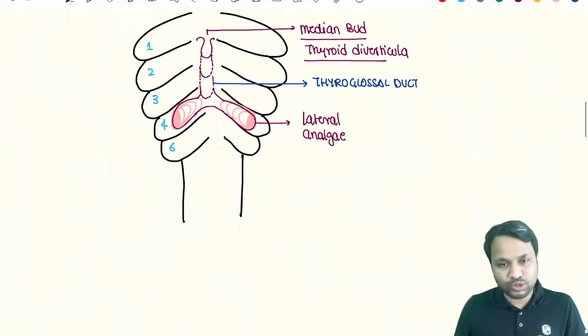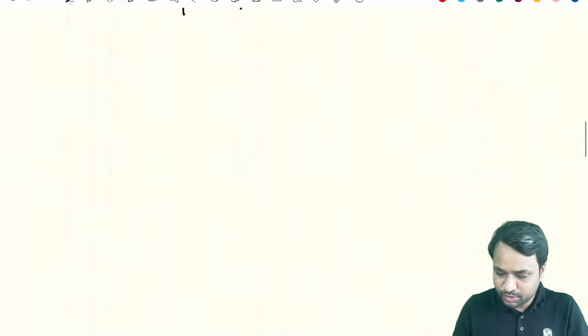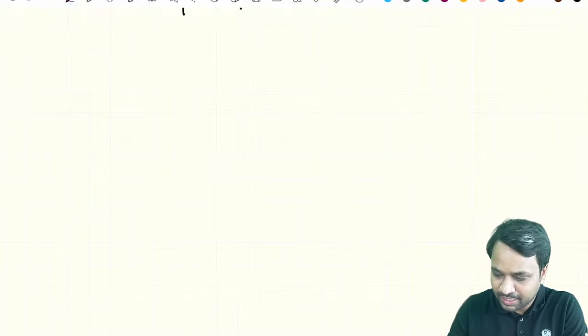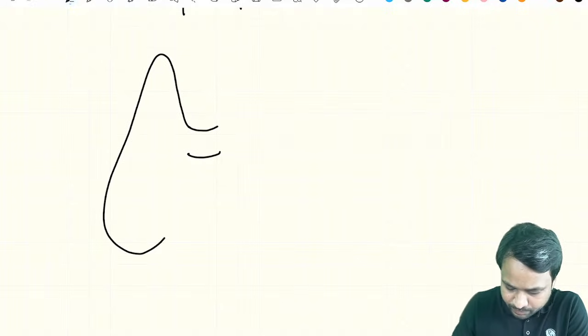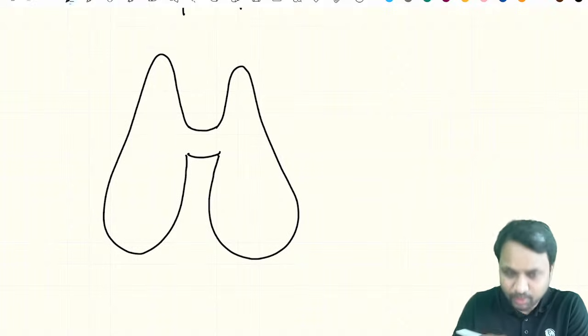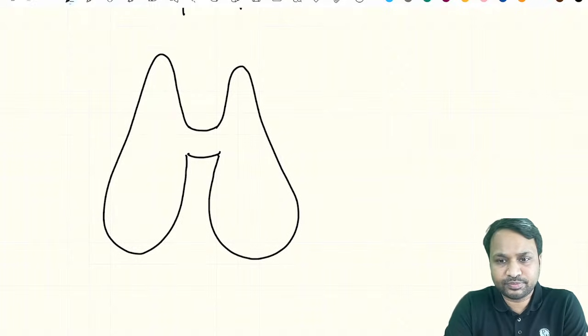Now, once the fusion between the lateral anlagen and the thyroglossal duct has happened, this is going to give rise to the desired gland that we want, and that is our beautiful butterfly shaped thyroid gland.